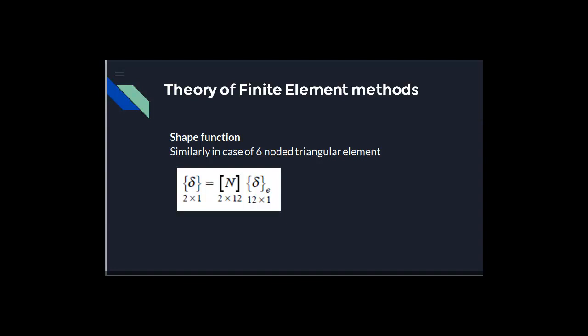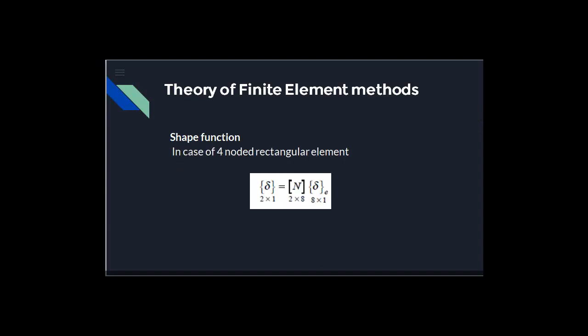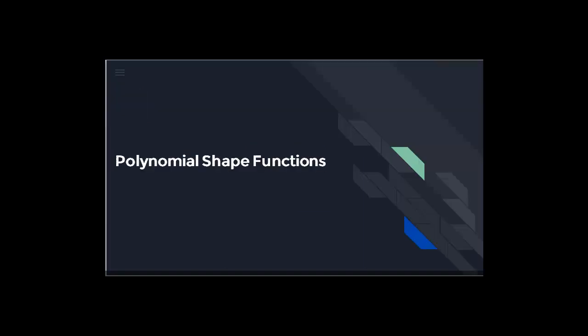In case of a 4-noded rectangular element, the shape function is represented here. Delta, the displacement for the 4-noded rectangular element, is equal to the shape function, which is 2 cross 8, into delta e, the displacement for that particular element. Since the shape function is an interpolation or an approximation function that is assumed to find the displacement, now let us see the different polynomial shape functions that are widely used in finite element analysis.